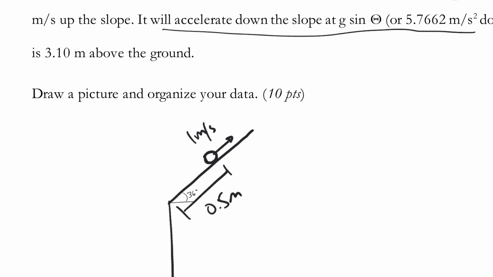Okay, so I'm going to draw the acceleration in a different color so we don't confuse anything. So acceleration equals 5.7662 meters per second squared. I want you to note that this number right here, and we will learn this soon, would be the acceleration if this wasn't a ball, if it was a frictionless block sliding up and down this particular roof.